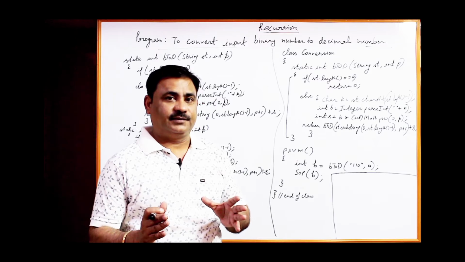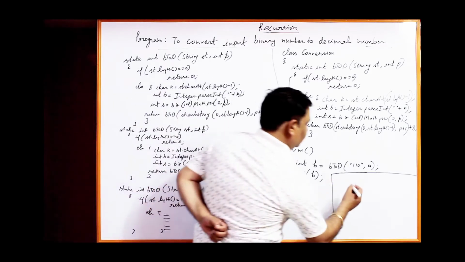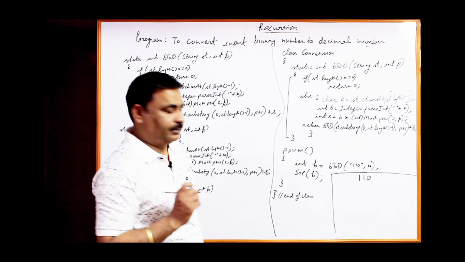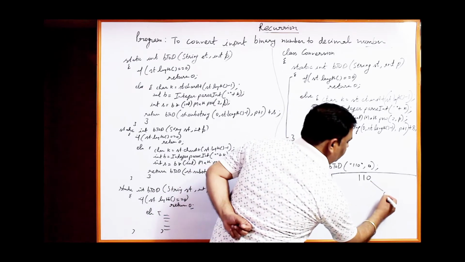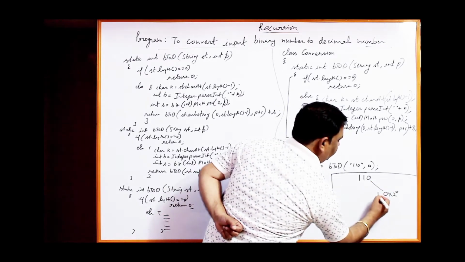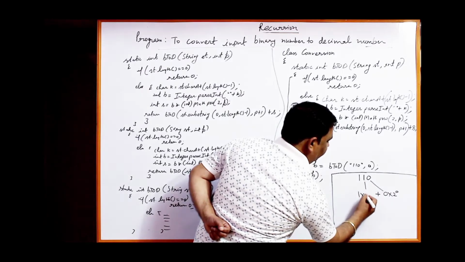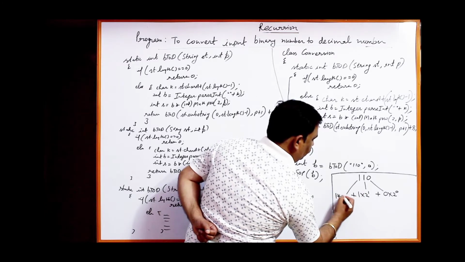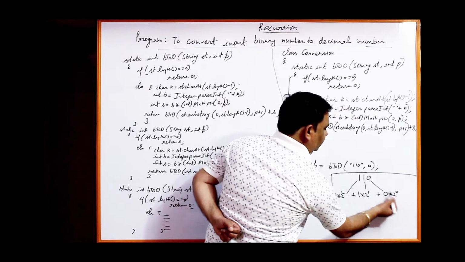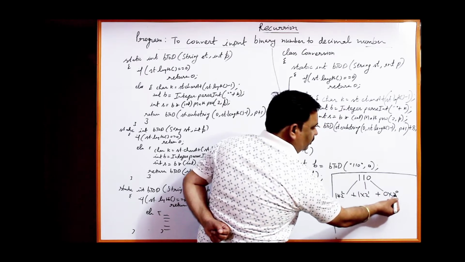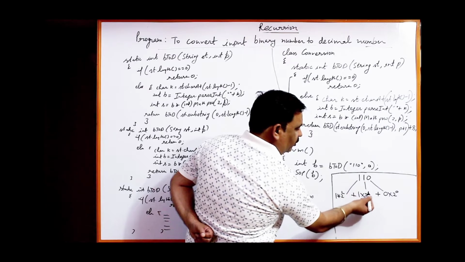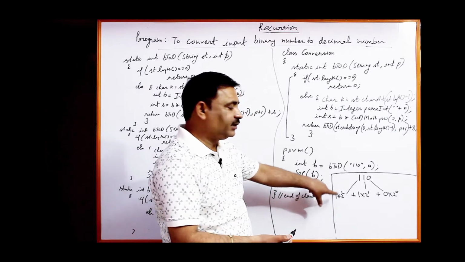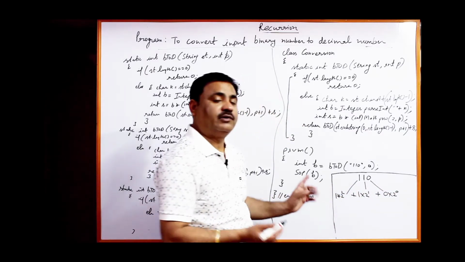What is the method? If we have a binary number, suppose 110, how can we convert it into a decimal number? The process is this: take 0, multiply 2 raised to power 0, plus take this 1 multiply 2 raised to power 1, plus take the next 1 into 2 raised to power 2. It means first take the rightmost digit, 2 raised to power 0, take the next digit 1 into 2 raised to power 1, next digit 2 raised to power 2, next digit if any, multiply by 2 raised to power 3. It means 0, 1, 2, 3, you have to increase the power.